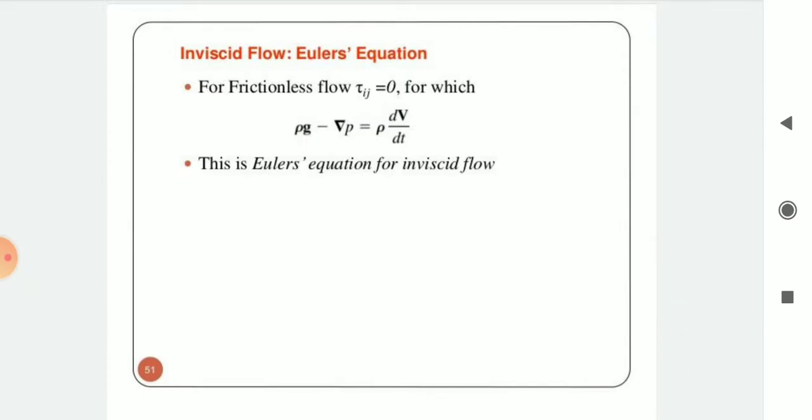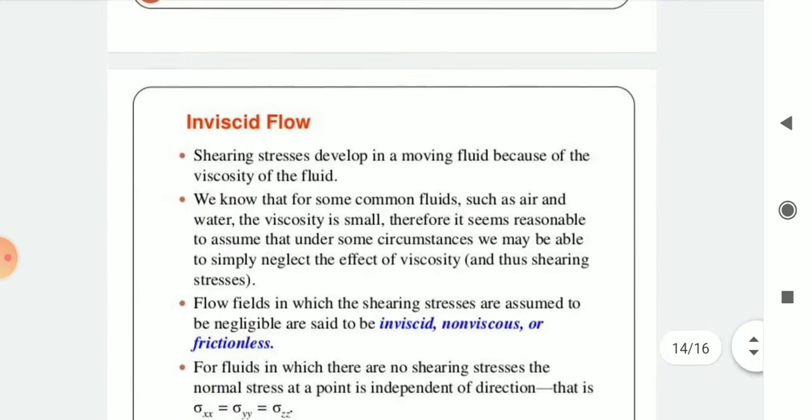Then we are discussing Euler's equation. For frictionless flow, tau ij equal to 0, for which rho g minus delta p equal to rho dv divided by dt. This is Euler's equation for inviscid flow. Then inviscid flow.